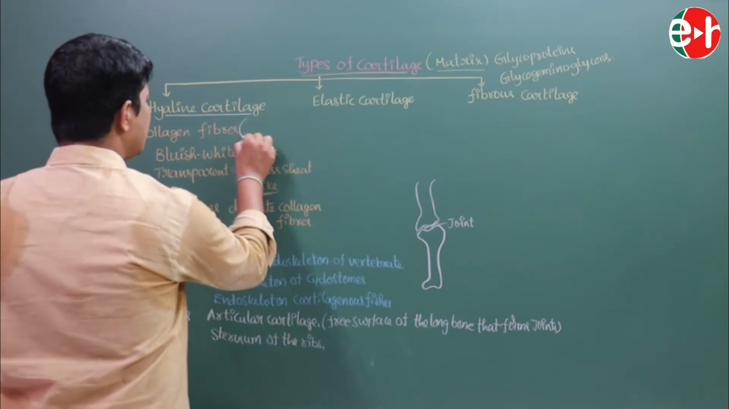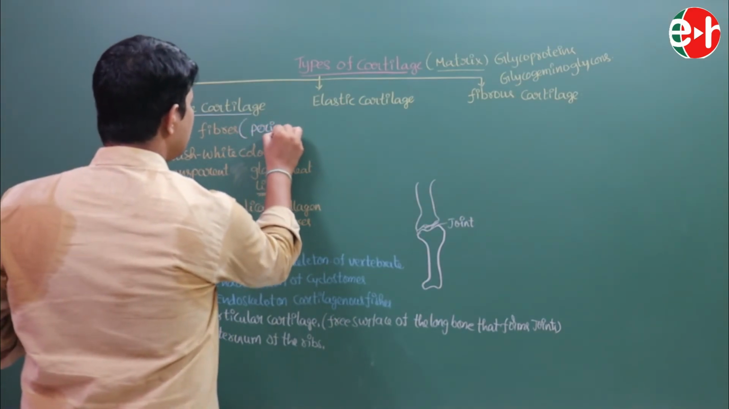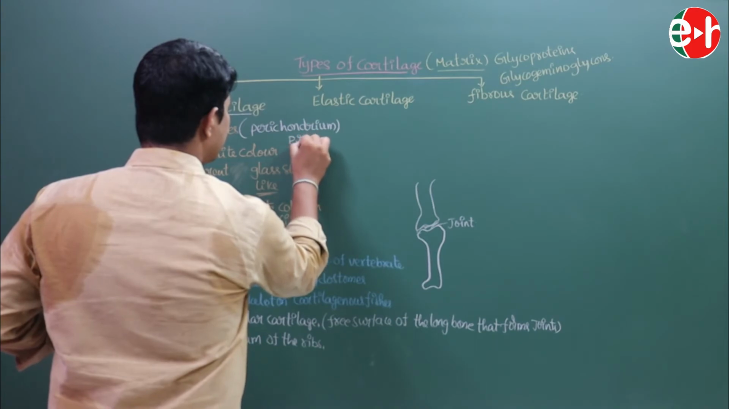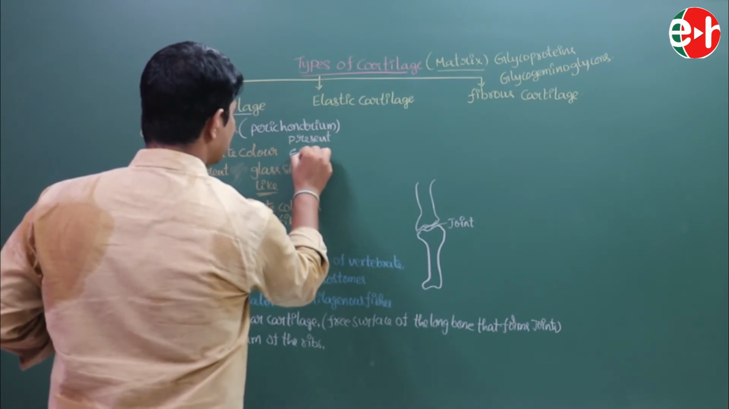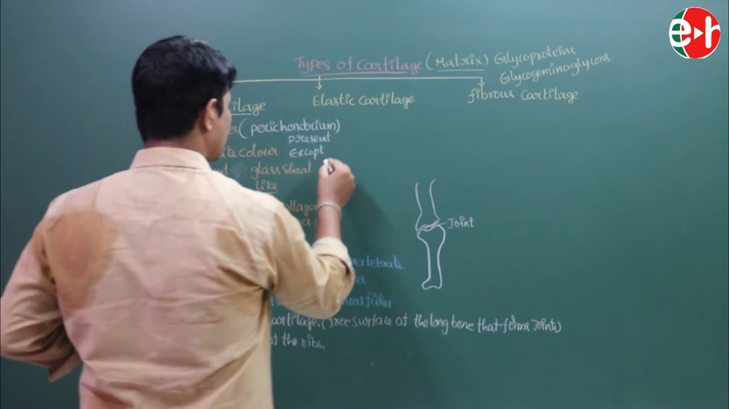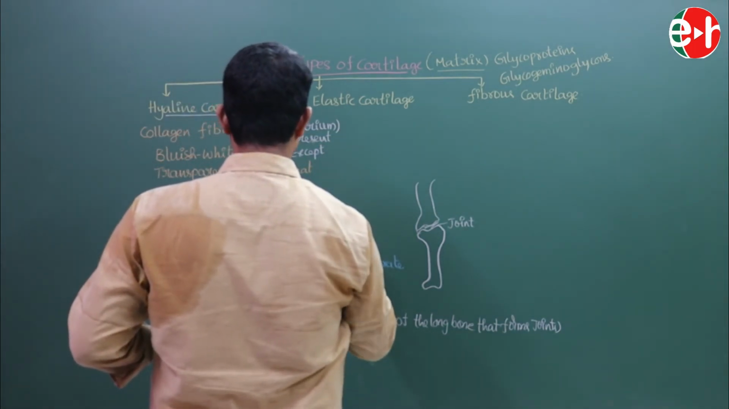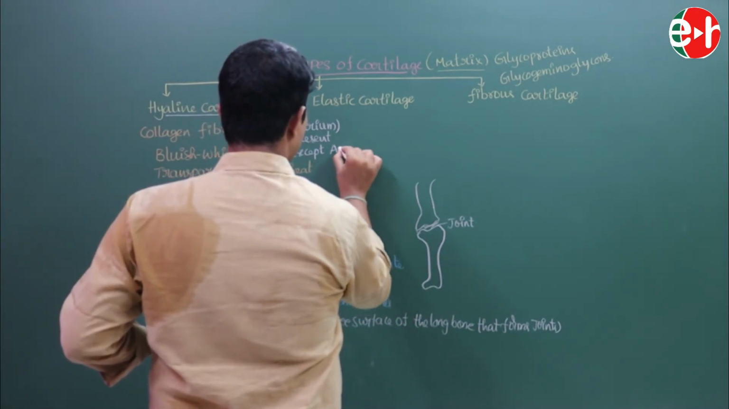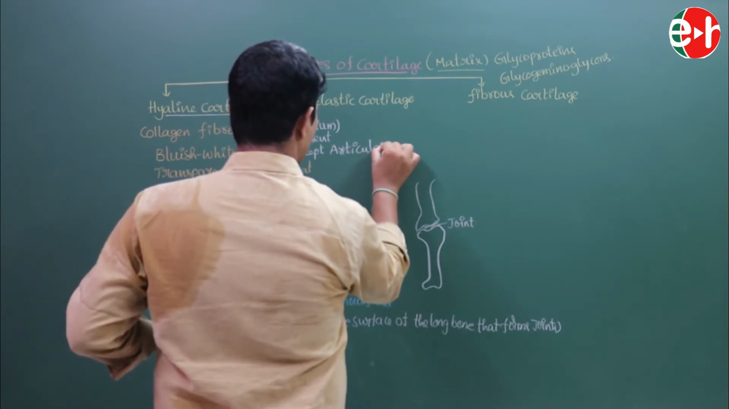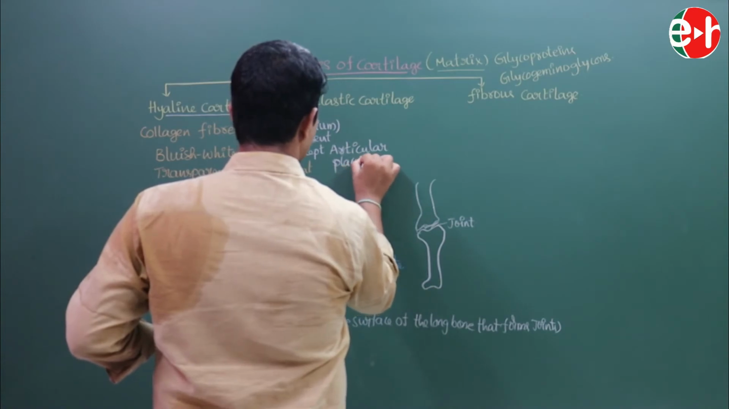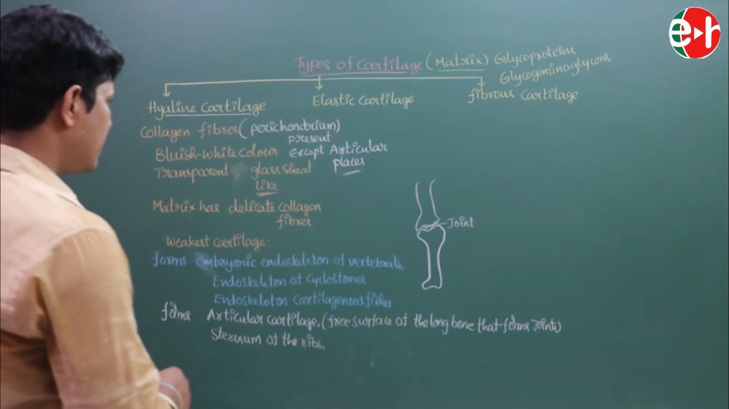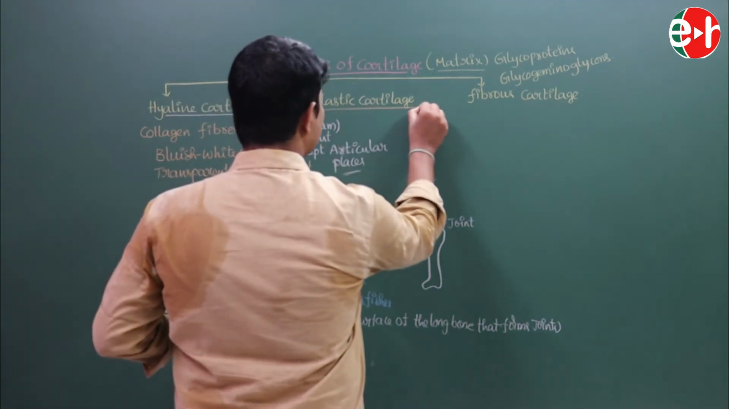In this hyaline cartilage, perichondrium is present except at the articular places. This is hyaline cartilage. Now regarding the elastic cartilage.